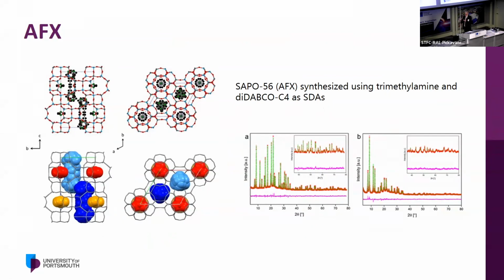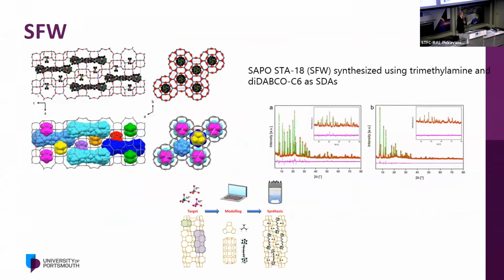And again, the modeling was used as a starting point for the Rietveld refinement, in which we have AFX formed with the DABCO C4 and the trimethylamine template in the GME cages, and again, SFW. And the nice thing about the SFW is that it was done completely before the experiments took place. The suggestion to try the C6 template was made before any of the synthesis took place. So a real prediction there that came to pass.